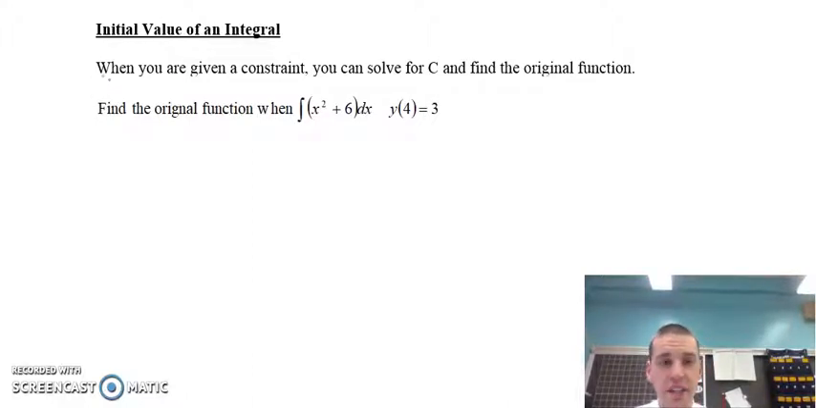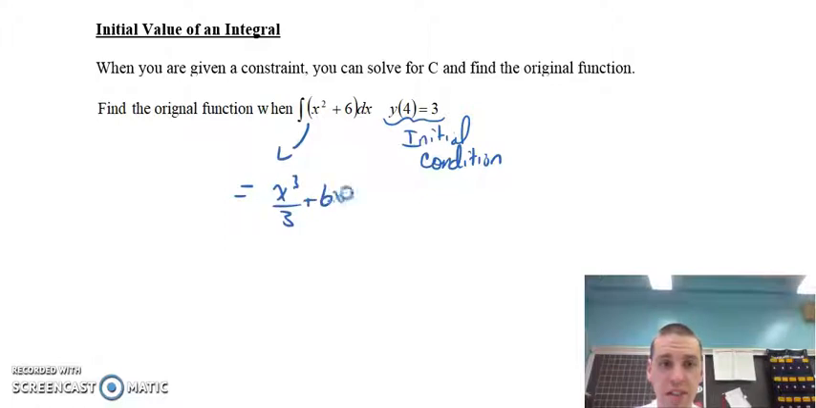On to the final portion of the notes. This is where you're going to solve for c. Notice that this is called the initial condition. The initial condition is going to tell us how to solve for c. This is not difficult to find. That's equal to x cubed over 3 plus 6x plus c. But we've got to solve for c.